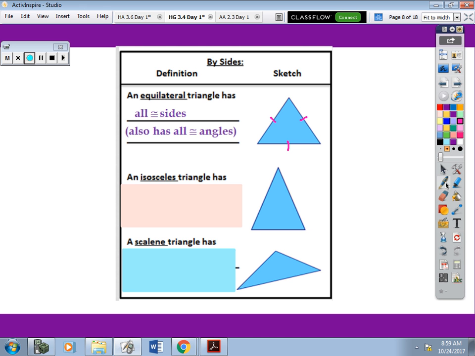Anyone remember what an isosceles triangle is? Justin? Two congruent sides. Okay, it has at least two congruent sides. Technically, an equilateral is also isosceles. But isosceles is not always equilateral.